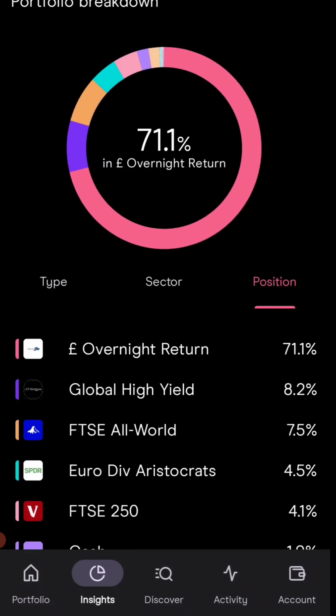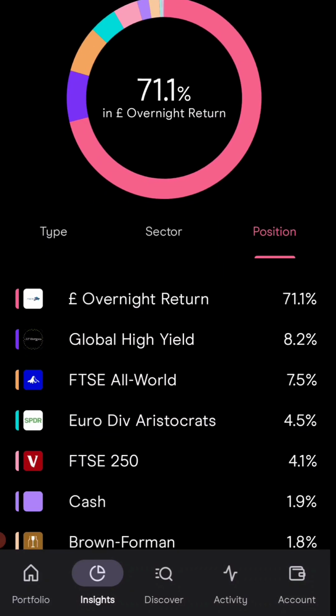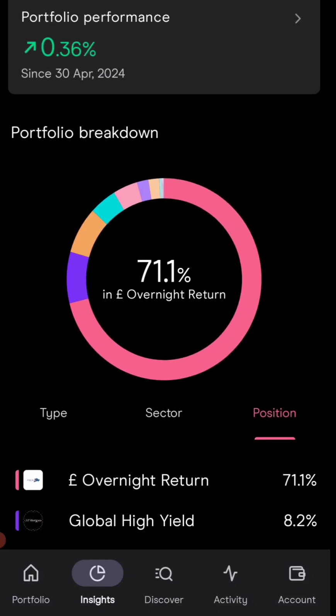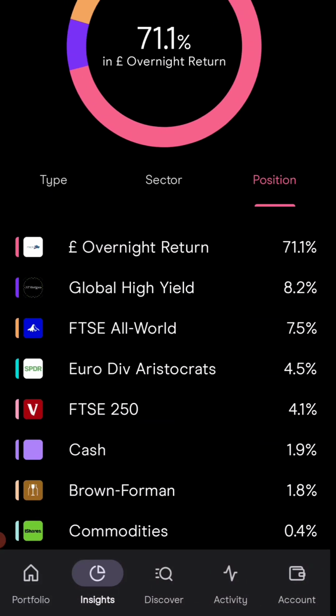So my overnight return at the moment is 71%. The one I'm particularly interested in building is the FTSE All World. I want to get up to 20% probably. And my overnight return, I'd like to get that down to 60 max, really. So that's what I'm intending to do in the next few weeks.